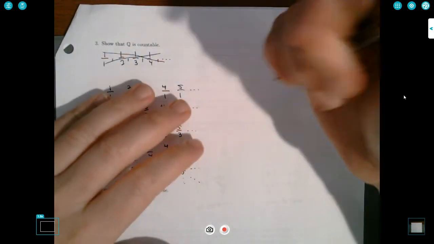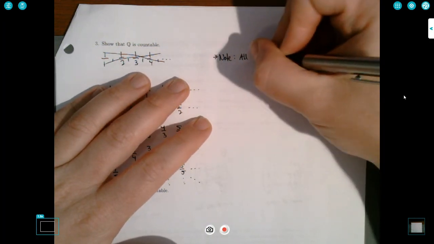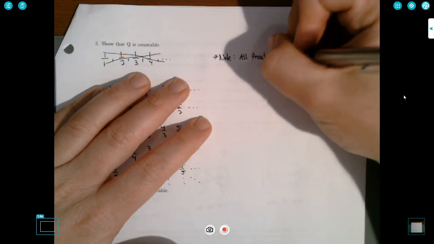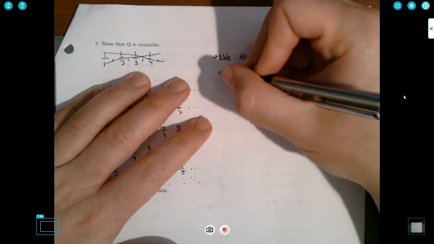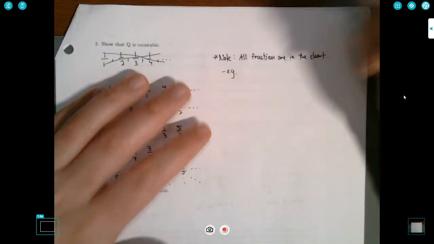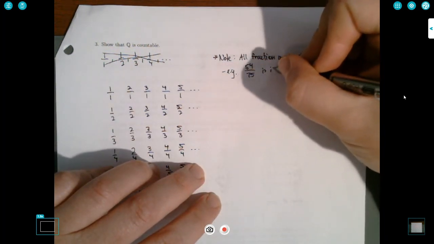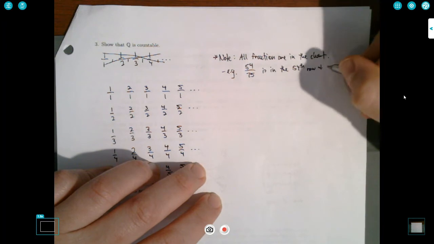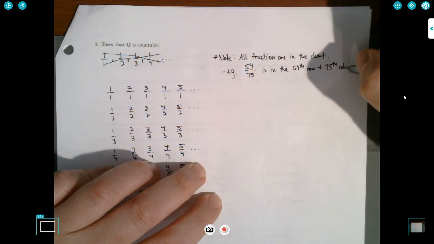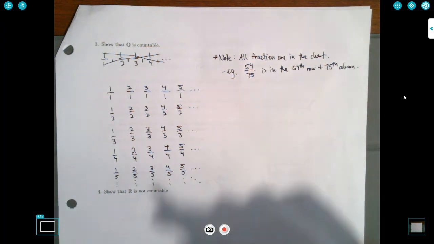So maybe I'll say, so note, all fractions are in the chart, right? For example, 54 over 75 is in the 54th row and 75th column, right? It's in the intersection of the 54th row and the 75th column. And you can do that with any fraction you like, right? They're all in the chart.